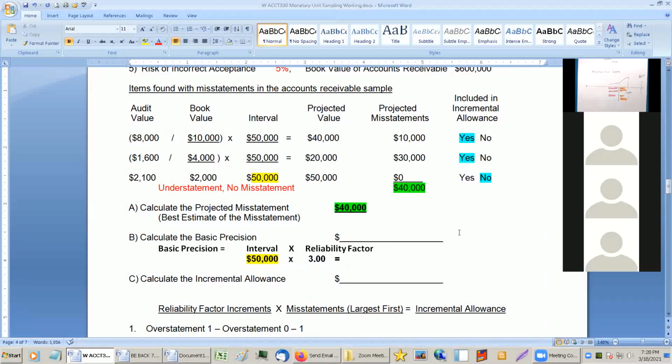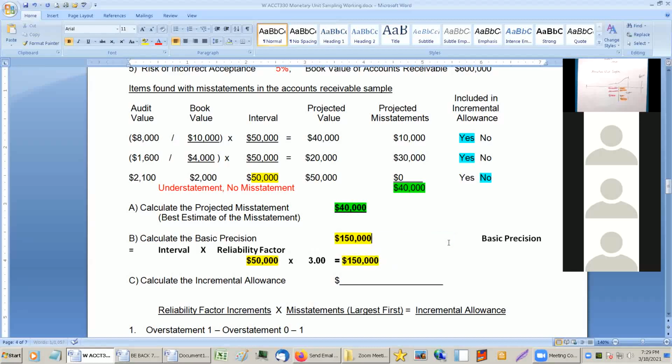Yep. Very good. So 150,000 will be our basic precision. And again, this is if there were no problems.